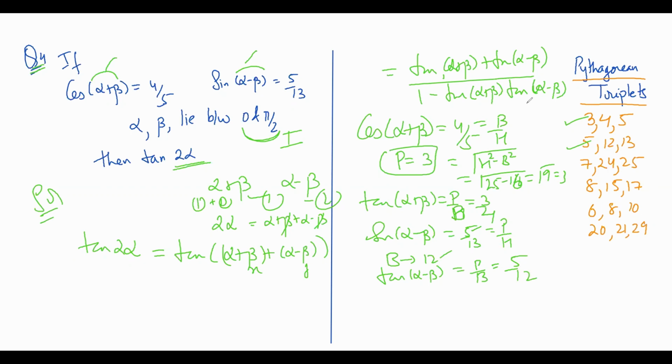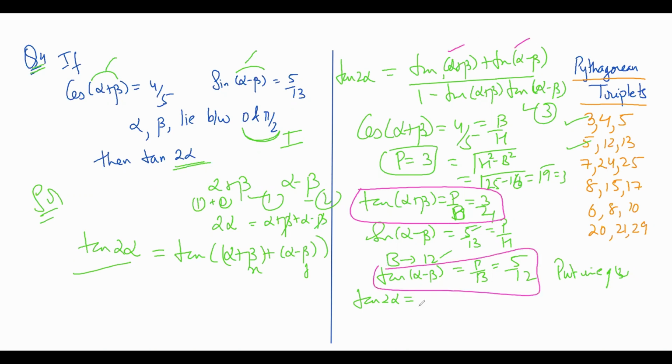Now put these values in equation 3. So tan of 2 alpha, because I have written tan of 2 alpha is tan alpha plus beta plus tan alpha minus beta over 1 minus tan alpha plus beta into tan alpha minus beta. So tan alpha plus beta is 3 by 4, and tan alpha minus beta is 5 by 12. Now put these values: 3 by 4 plus 5 by 12, and here 1 minus 3 by 4 into 5 by 12. Now 12 into 3, so what I get is 48 minus 15 upon 48. So my answer comes out to be 56 by 33.